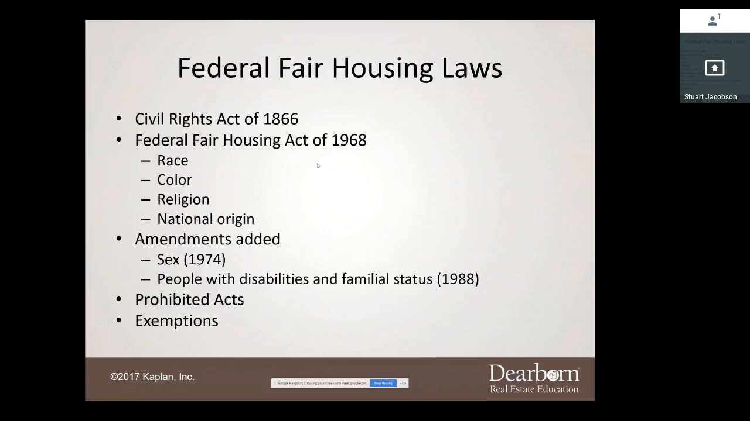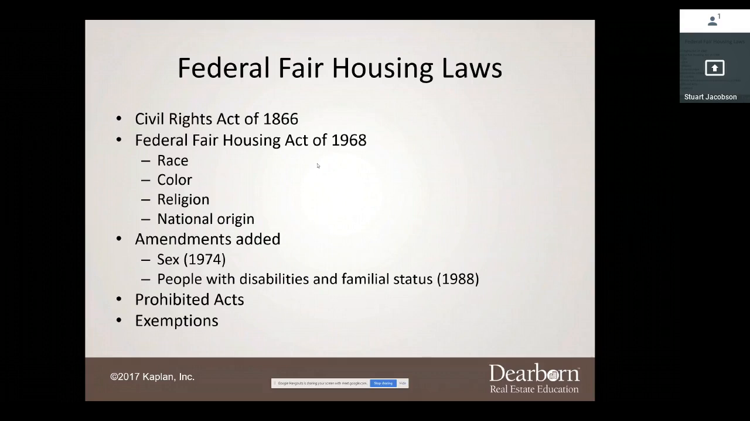So the Civil Rights Act of 1866, this is one of our federal laws. This, in my opinion, is going to be the golden rule, the one that offers no exceptions, okay? There are no exceptions to the Civil Rights Act of 1866. That does not allow for discrimination based on race, color, or creed.